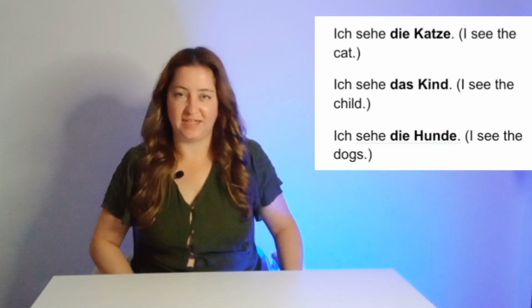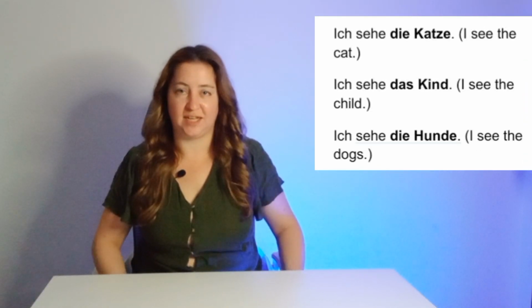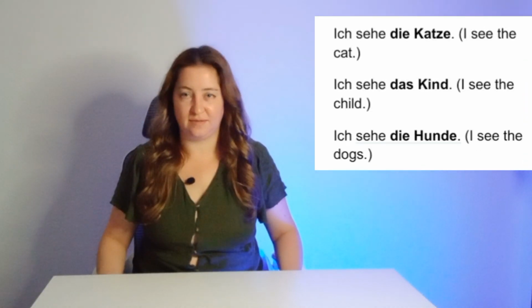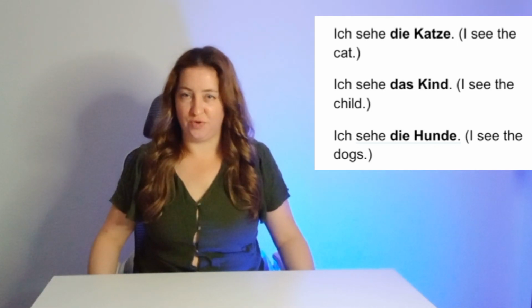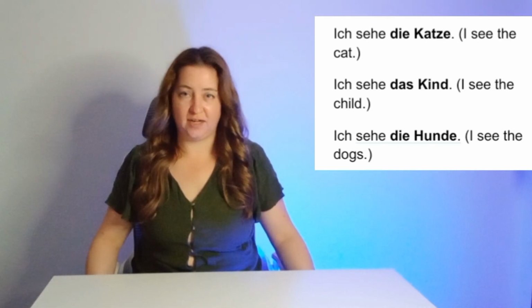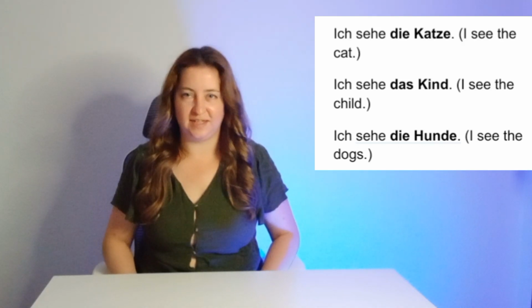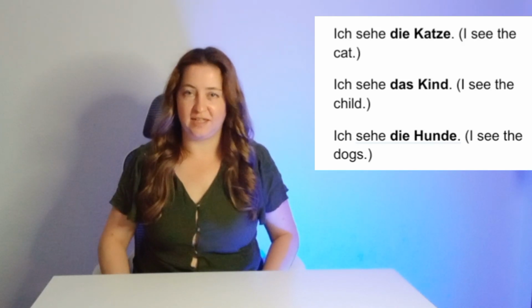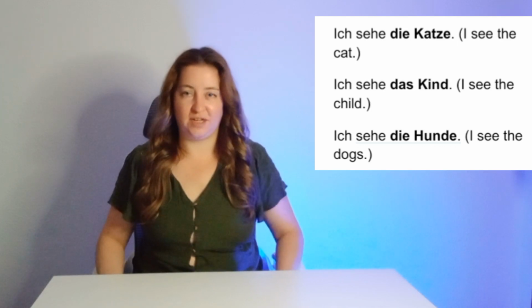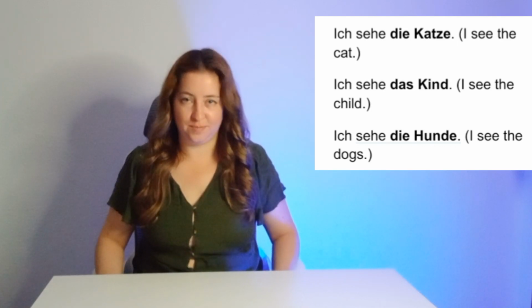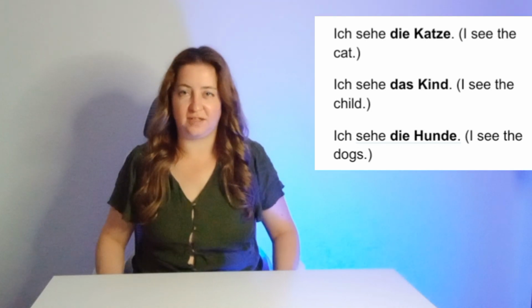Let's look at another example. Feminine, ich sehe die Katze. I see the cat. And for neuter, das und ein, ich sehe das Kind. I see the child. Plural, die, and no plural for ein. Ich sehe die Hunde. I see the dogs.